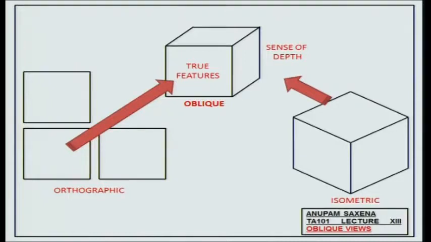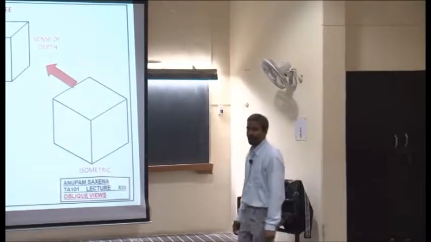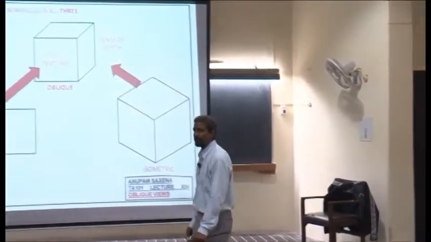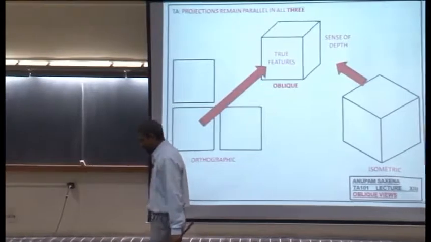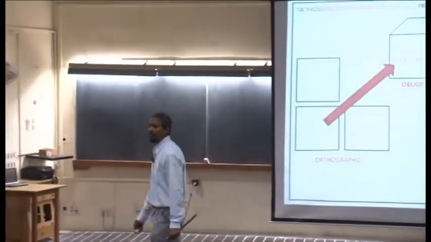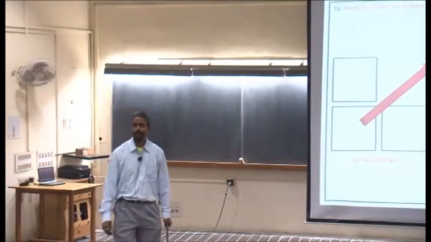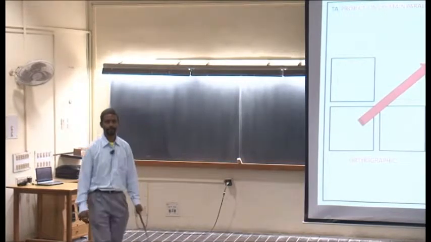So once again, oblique views are a nice blend of orthographic and isometric views. But if you think about it, the projections or the projectors are parallel in all the 3 cases. Okay, you have seen that in orthographic views. How about isometric? Are they parallel or not? They are.